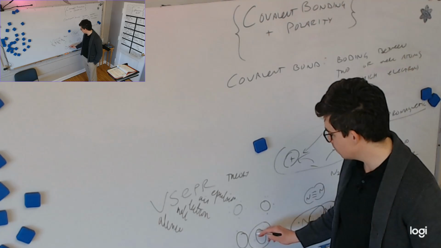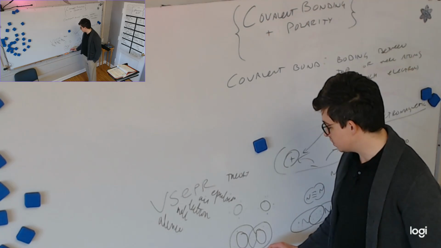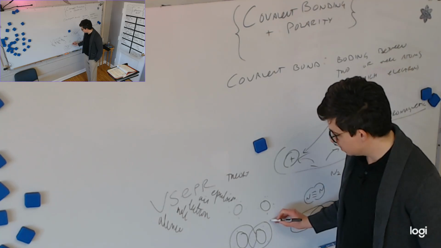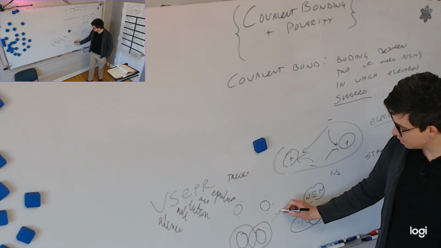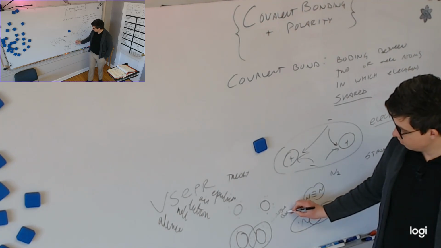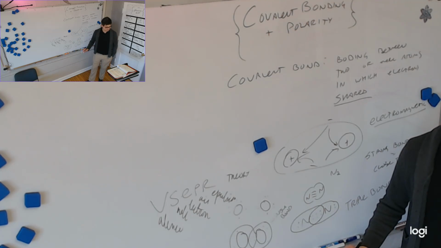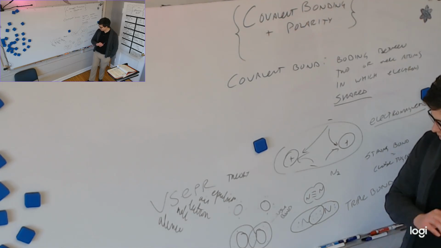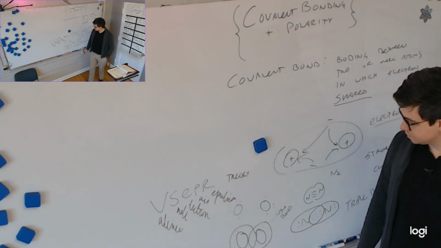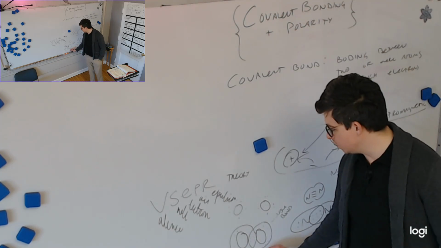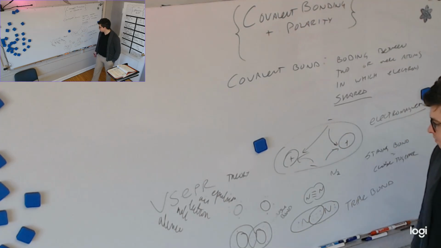Anyway, so how would I name this molecule? Well, it shares... Yeah, so what is this? Double. This is a double bond. So this is a double bond. This molecule is O2, which is just normal oxygen.